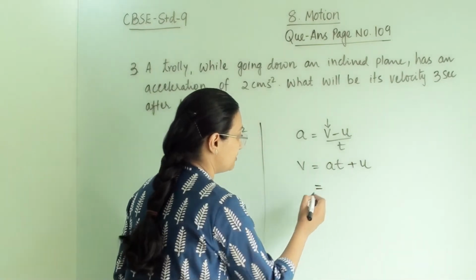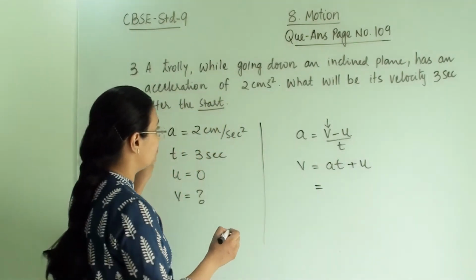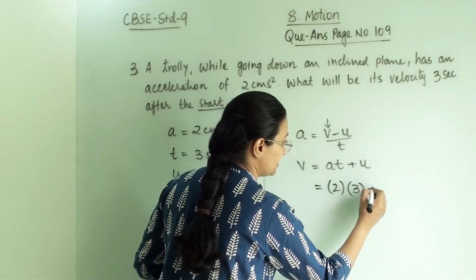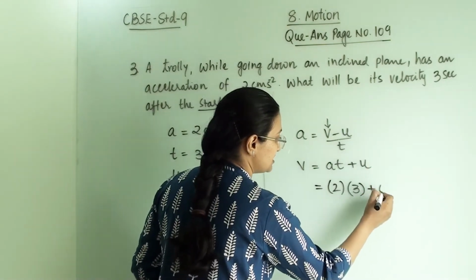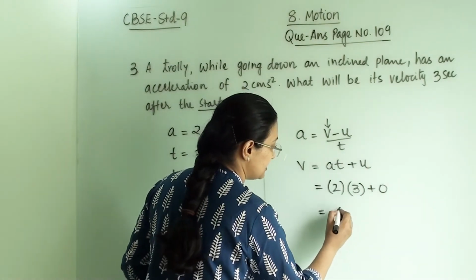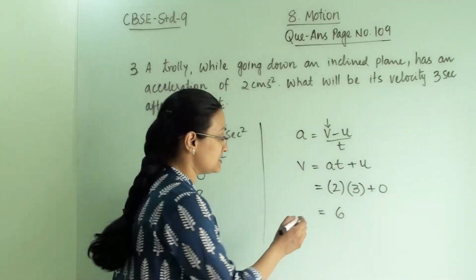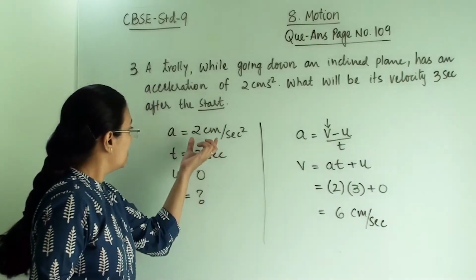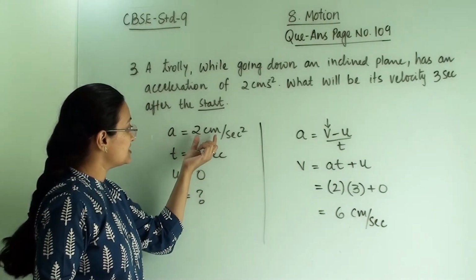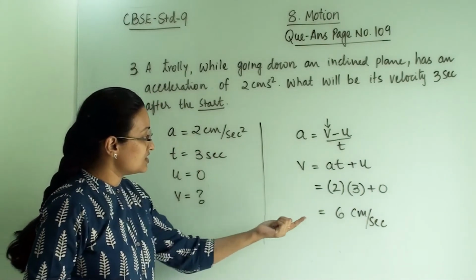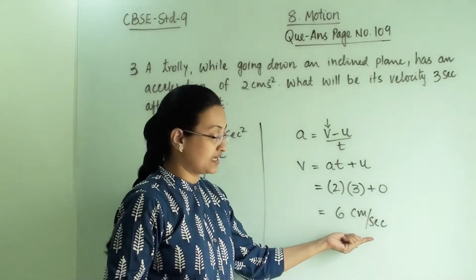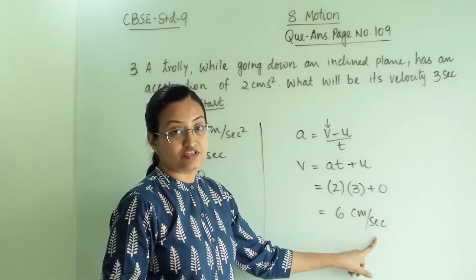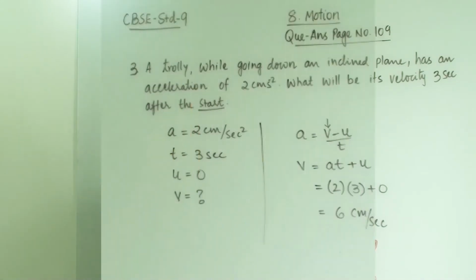Let us put all the values. A is here 2, so it is 2. Then time is 3. Then initial velocity is 0. So we get here 6. So this 6 is centimeter per second. Why? Because here our acceleration is in centimeter. So this is going to be centimeter per second. Our answer is 6 centimeter per second, which is our final velocity.